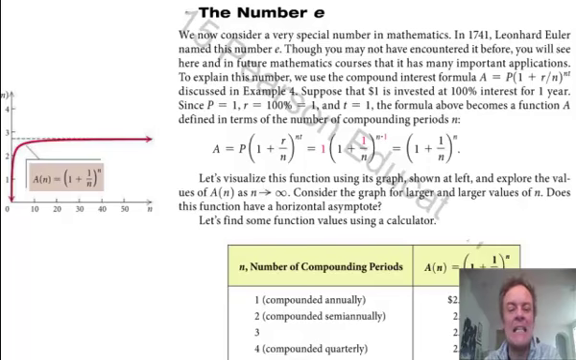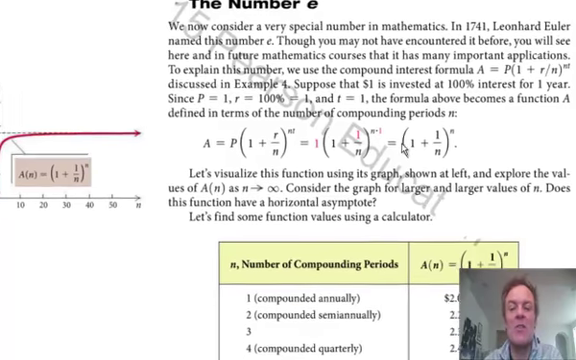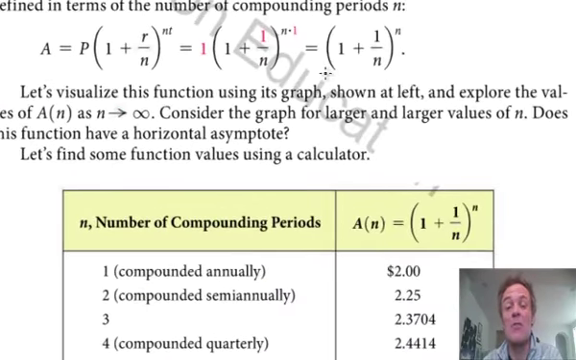Right, the number e. Now, I'm not going to go into too much detail of the number e. If you want to research it, go ahead. Leonhard Euler named this number e, okay? But it's based on this here. Okay, remember, look at the compound interest formula, okay? But it's based on this part here.